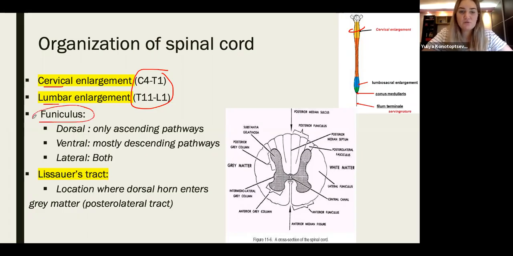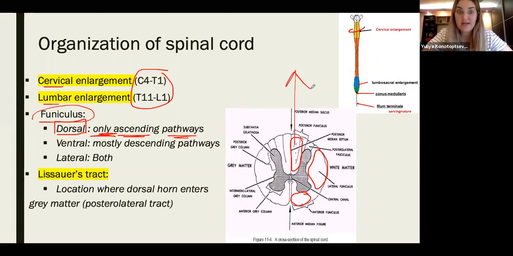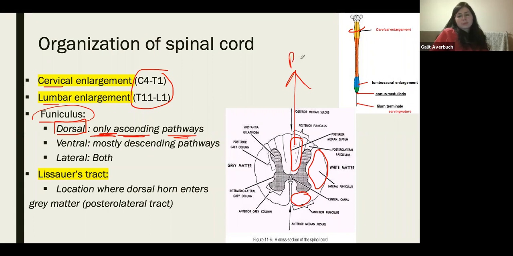So funiculus, you remember, that's the organization of the white matter. We have the posterior funiculus, we have a lateral funiculus, and we have anterior funiculus. You need to remember that in the posterior funiculus, you will only find ascending tracts. So in this posterior funiculus, the axons are going where, if they're ascending? To the brain, okay? They're going to the brain.